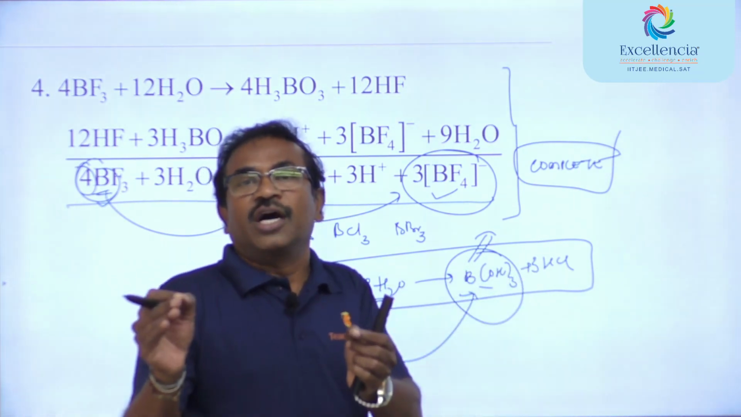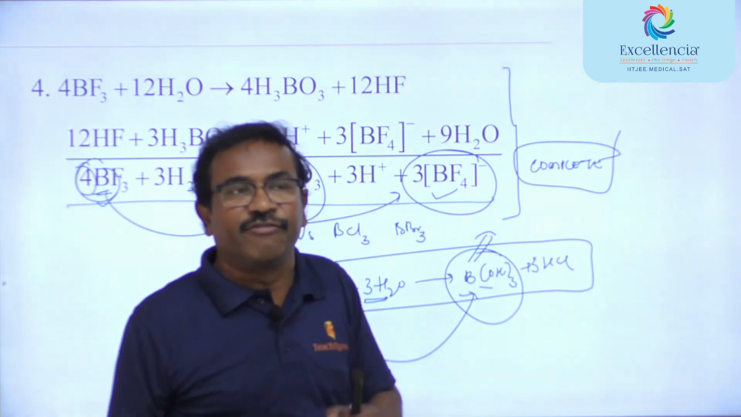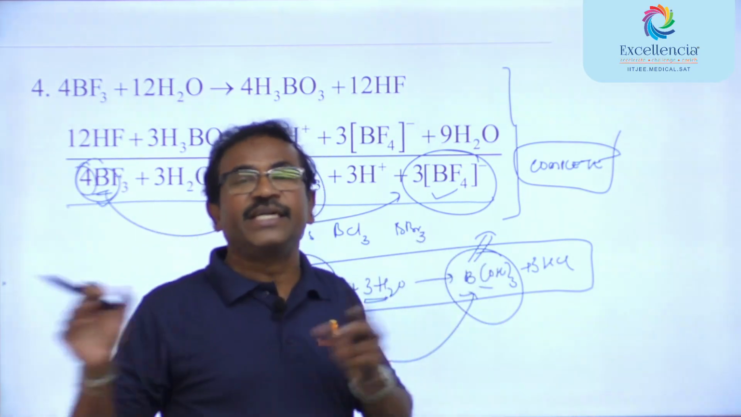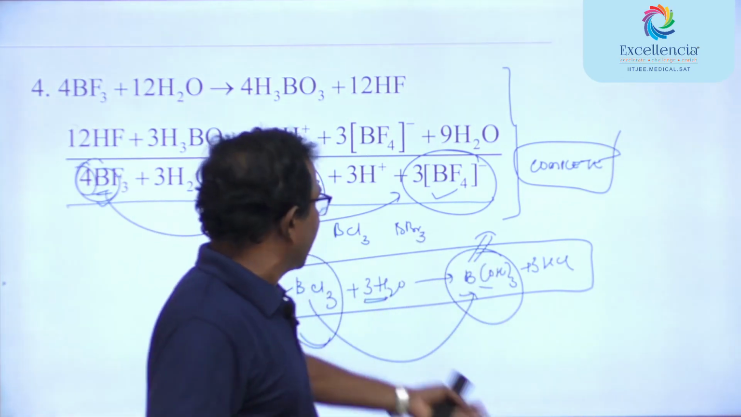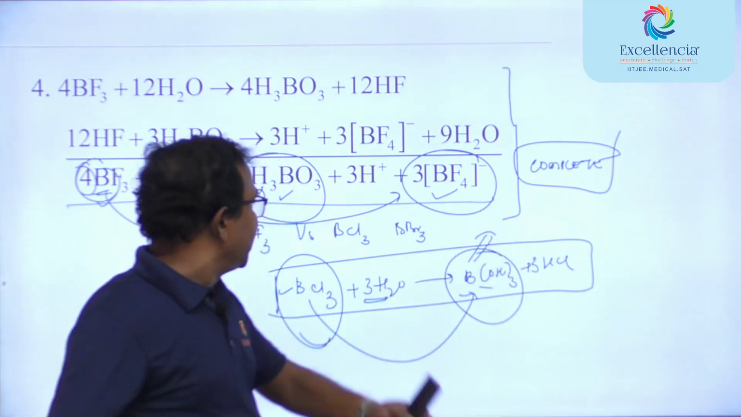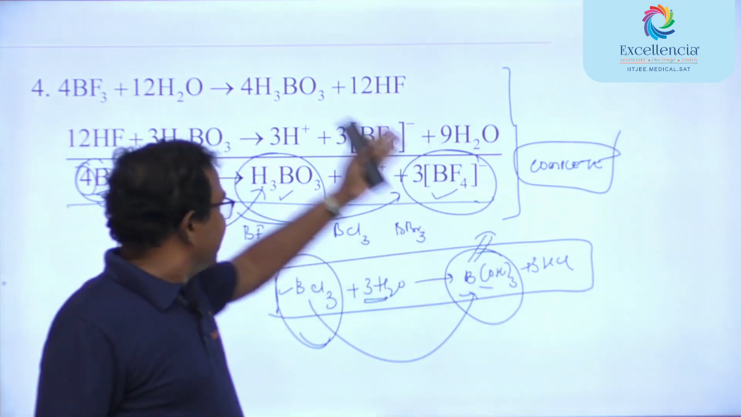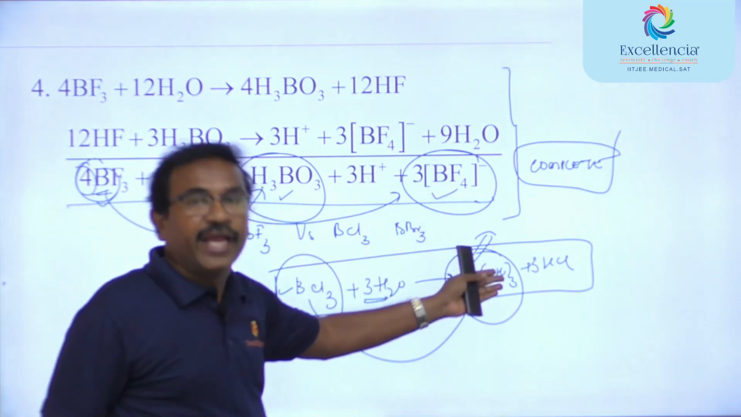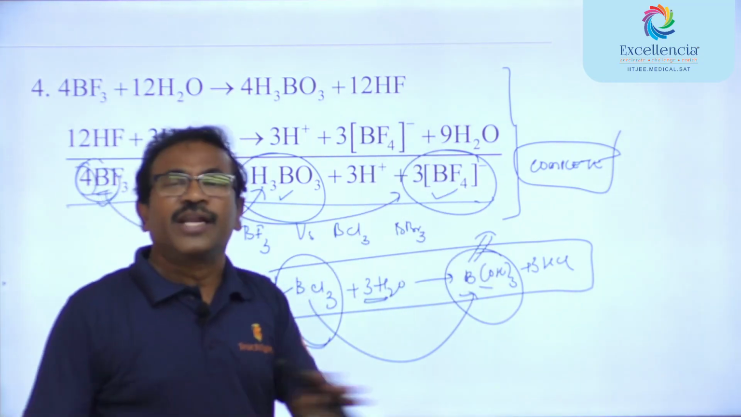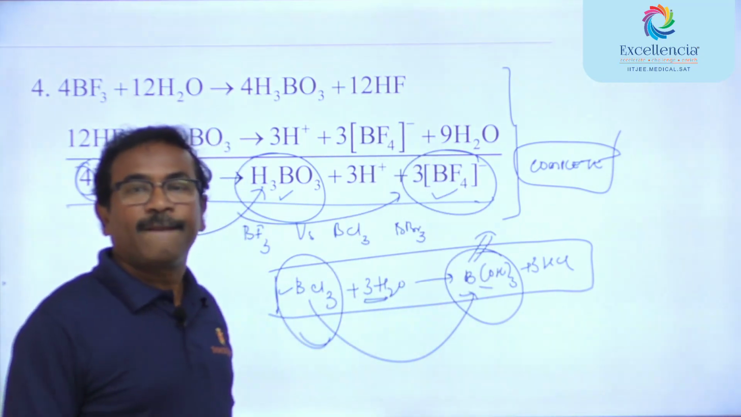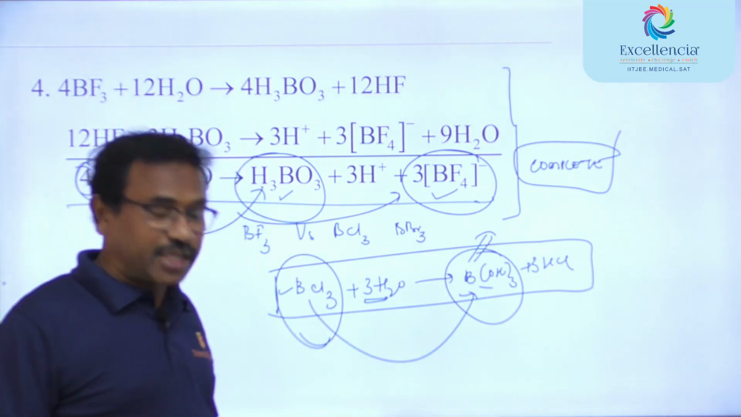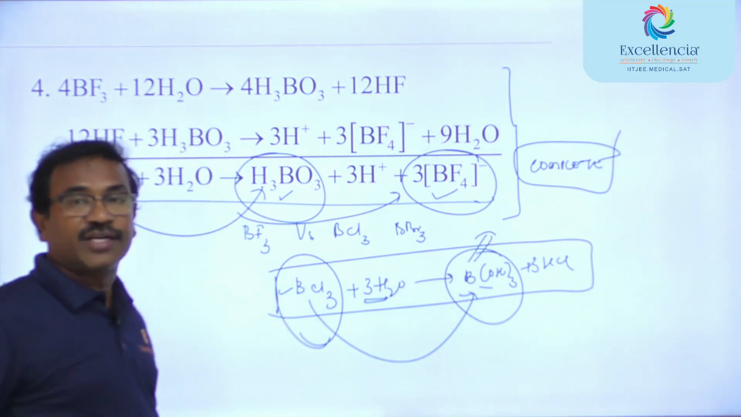BF3 undergoes complete hydrolysis to give the following compounds A, B, C, D. In A, you can see only boric acid. In B, you can see only BF4 minus. In C, you can see both. In the fourth option, none of these. So the key thing is that this is something different.